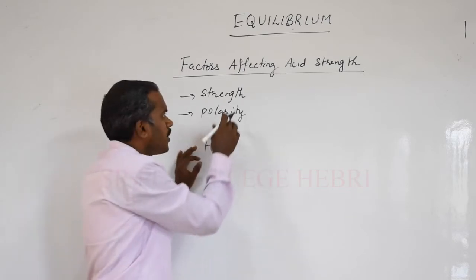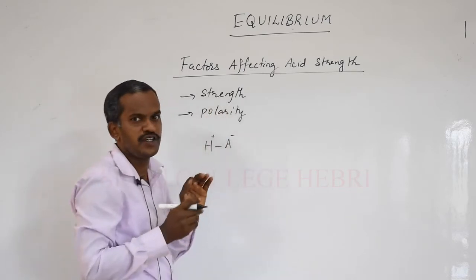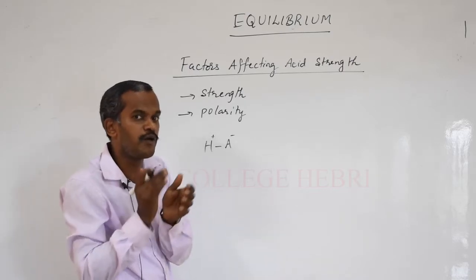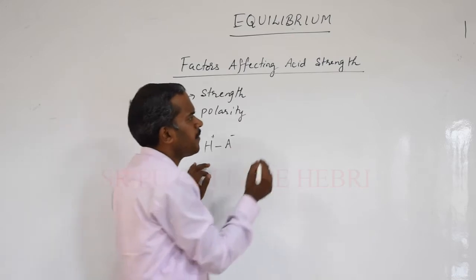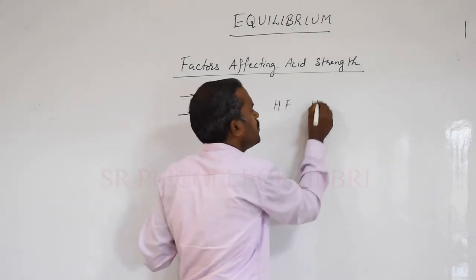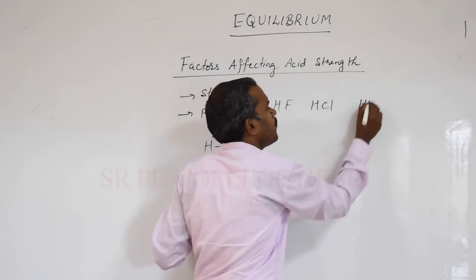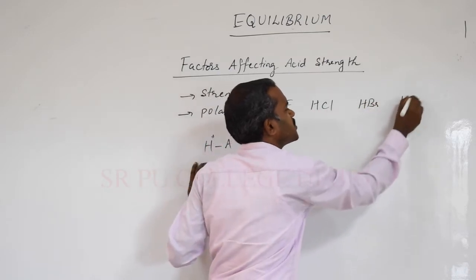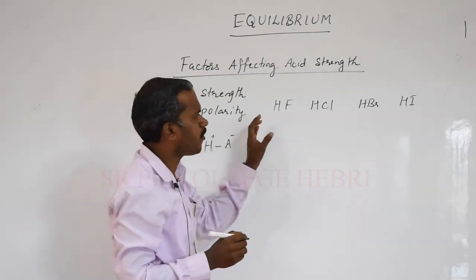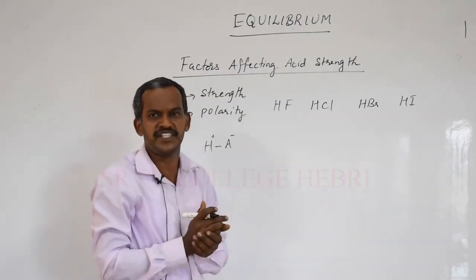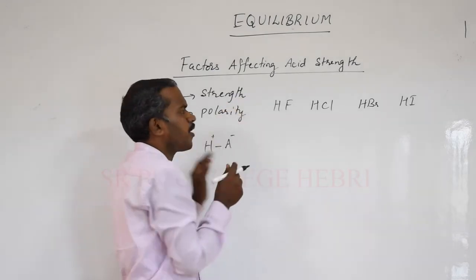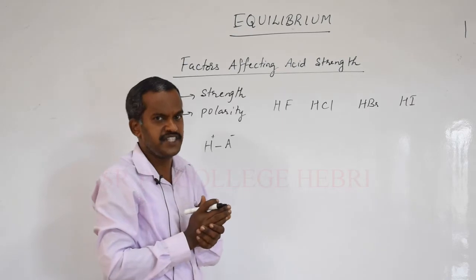So polarity also decides the bond strength, and in turn it decides the acidic strength. Considering these two factors, let us see how down the group and along the period they have an impact on acidic strength. Now let me take up an example: hydrogen fluoride, hydrogen chloride, hydrogen bromide and hydrogen iodide. Among these four acids, which has the maximum acidic strength?